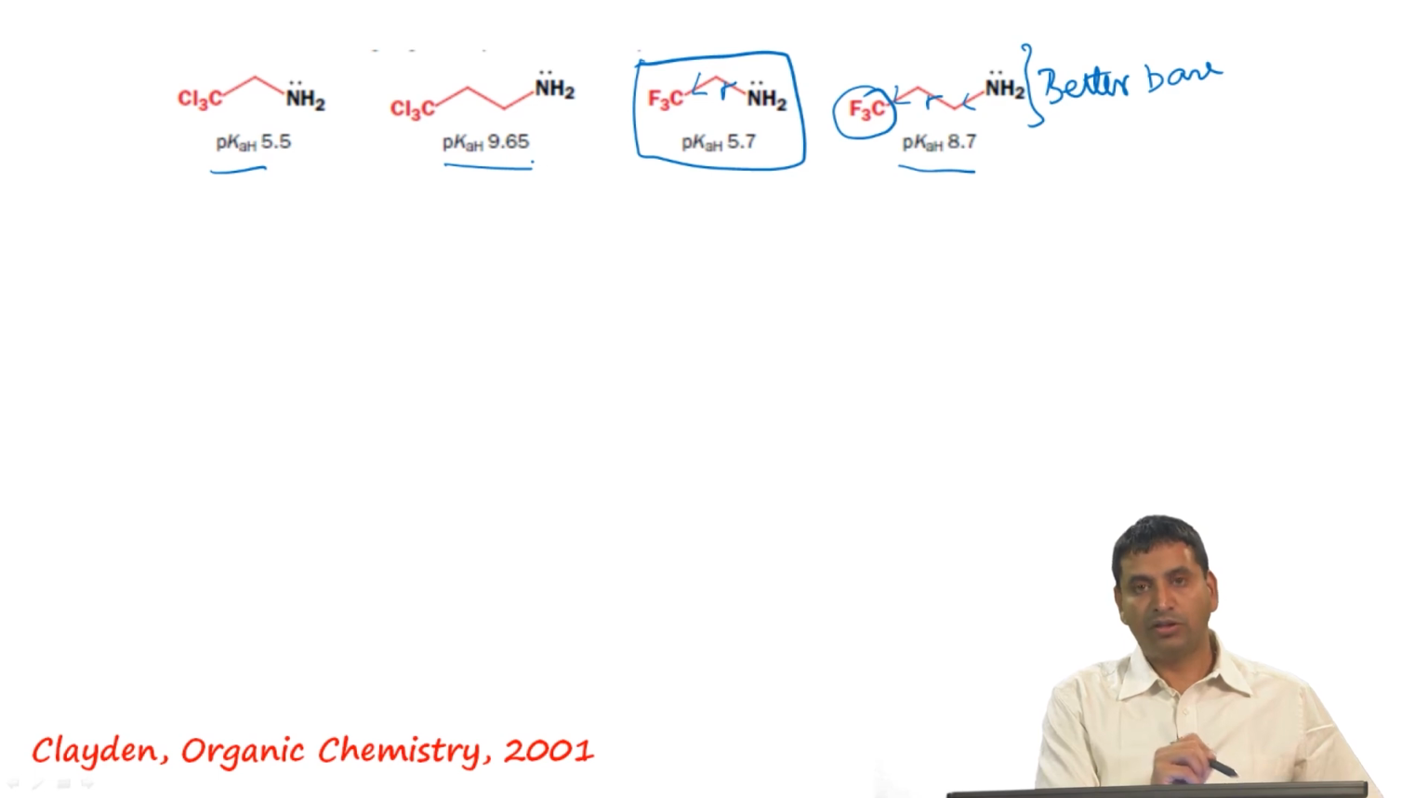Okay. So, this helps us understand how changing the group on the neighboring carbons of the nitrogen can have an important effect on the basicity of the amine.